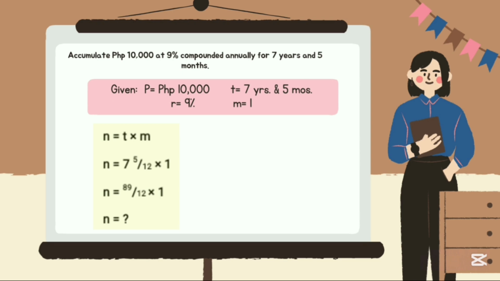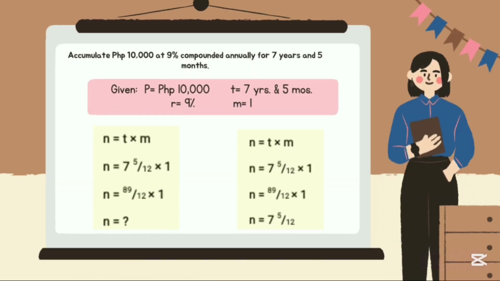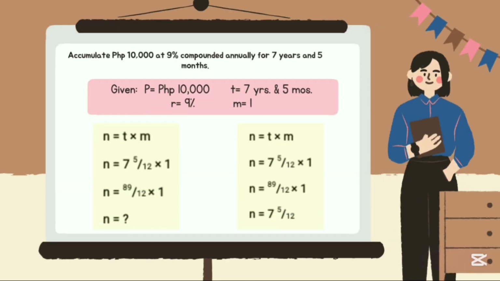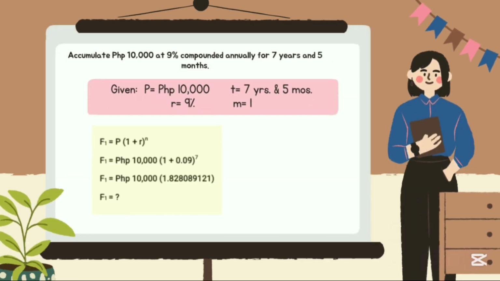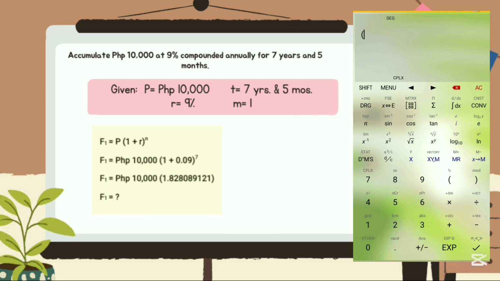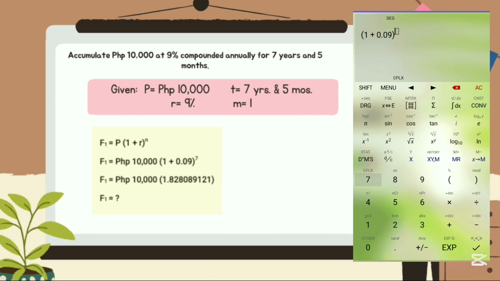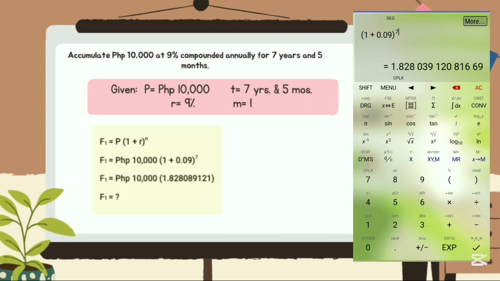It equals 89 over 12 multiplied by 1, so we got here 7 and 5 over 12. Next is to find the value of F sub 1 using the formula P multiplied by the quantity of 1 plus i raised to the power of n. So our P here is 10,000 multiplied by 1 plus 0.09 raised to the power of 7. For 1 plus 0.09 raised to the power of 7, we're going to use a calculator.